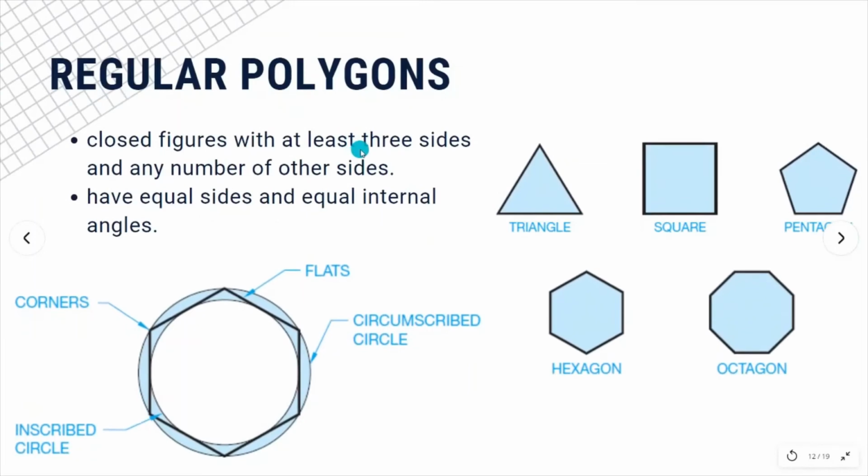So next is the regular polygons. Of course, regular polygons are closed figures with at least three sides and any number of other sides. And kung regular siya, they have equal sides and equal internal angles. So, atong i-name ang mga angles, no? Atong mga sa pangalan ang atong parts sa atong usa ka regular polygon. So, ang atong una tay mga corners ana, kining mo na siya kining mo na vertex. Angle ani na vertex ana mo na tawag nga corner, ang flats kay mo na ang sides niya.